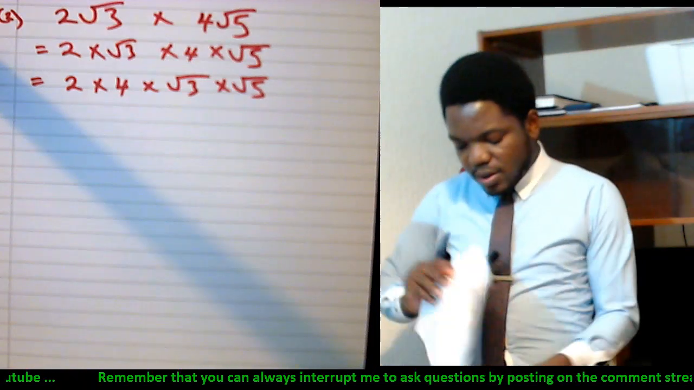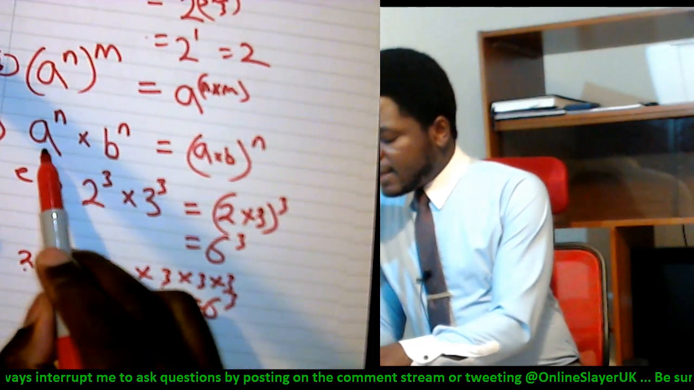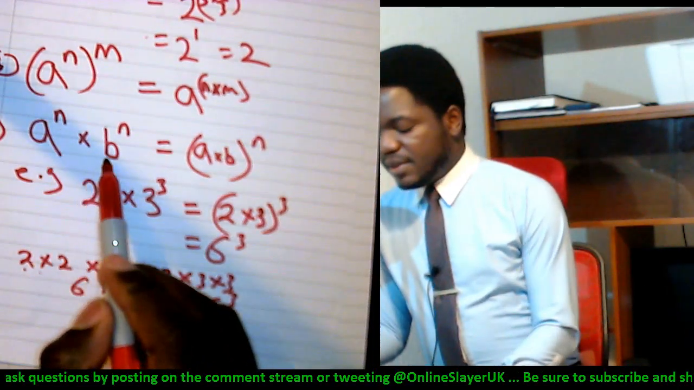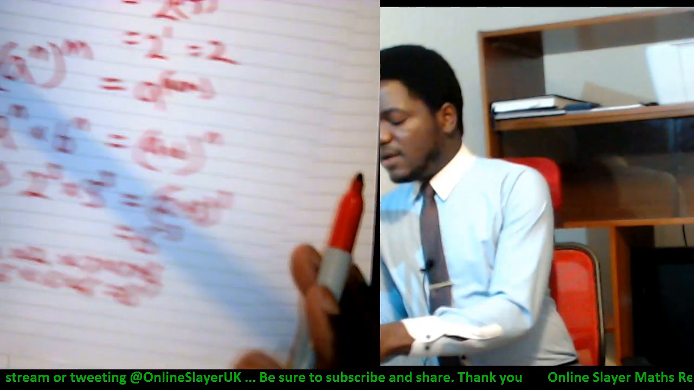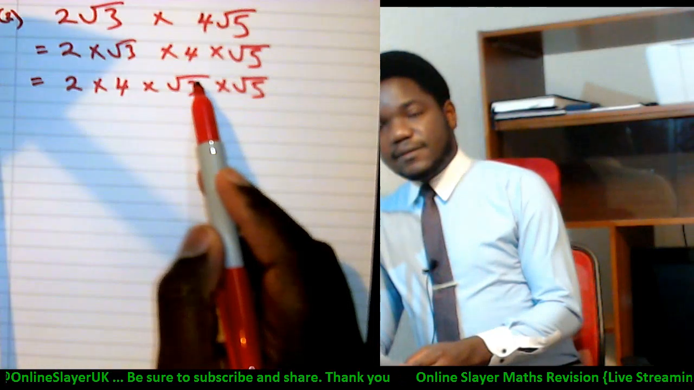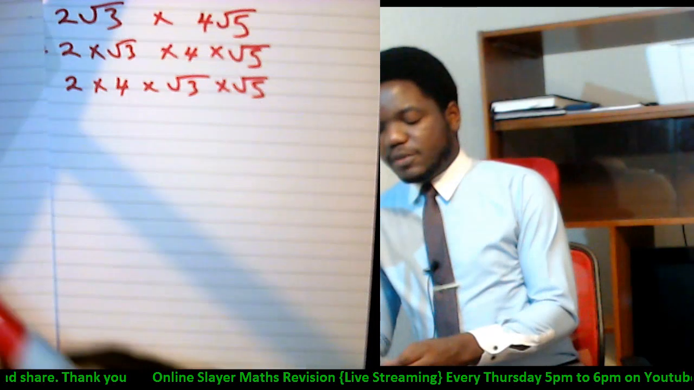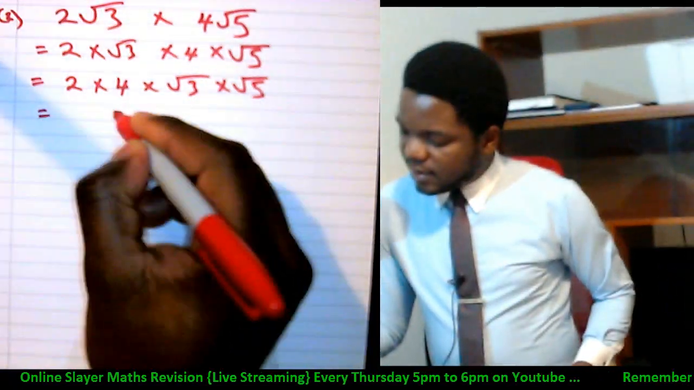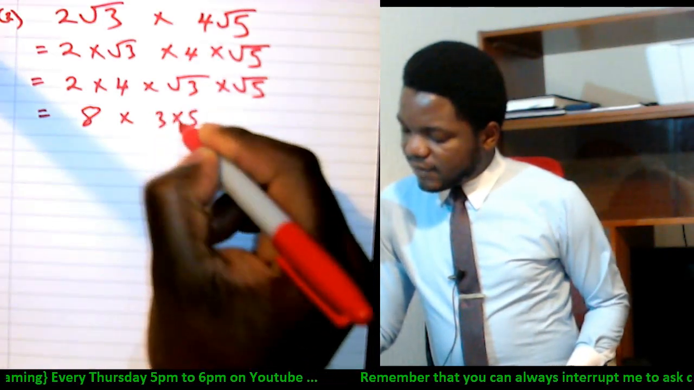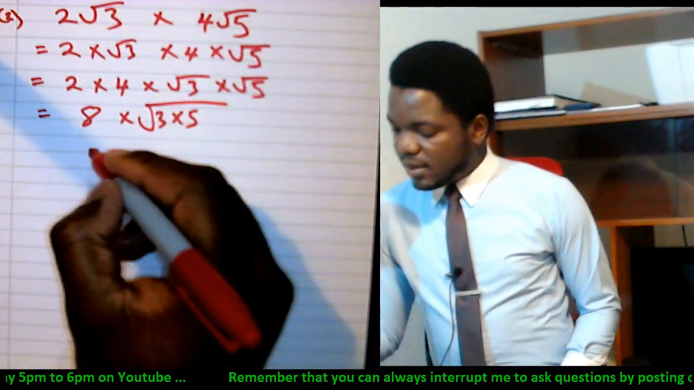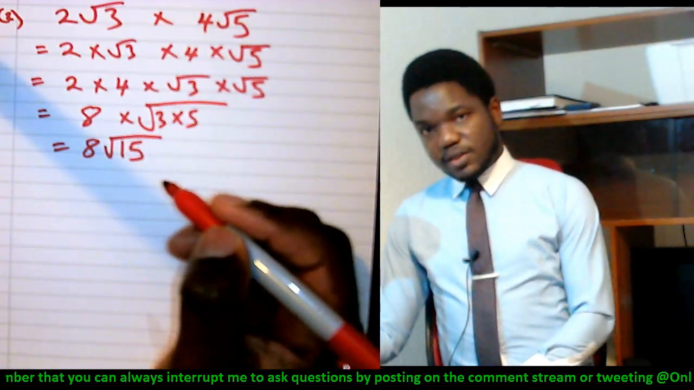but then it all adds up to the same thing. You see here it says a to the power n times b to the power n is a times b all to the power n. In this case, you've got 3 to the power half times 5 to the power half, which is going to be 3 times 5 all to the power half. So that's going to be 2 times 4, 8 times 3 times 5 all to the power half. And that gives you 8 root 15. That's the answer to that question.